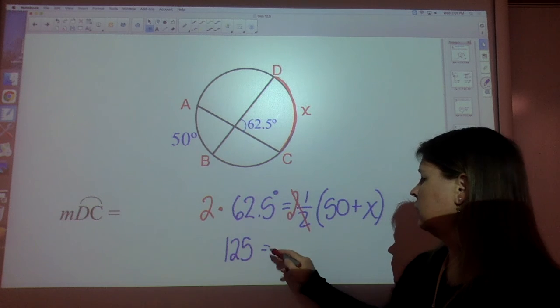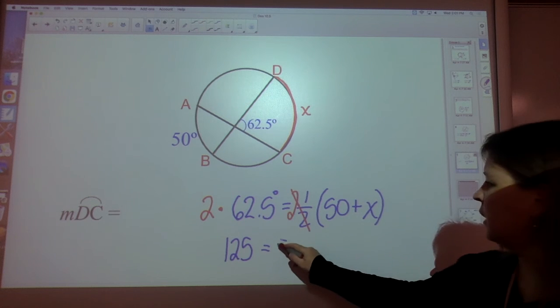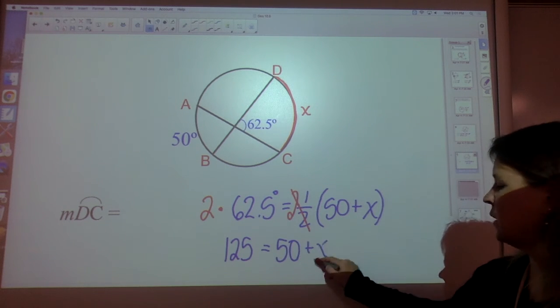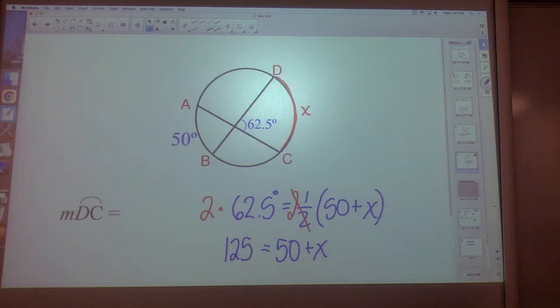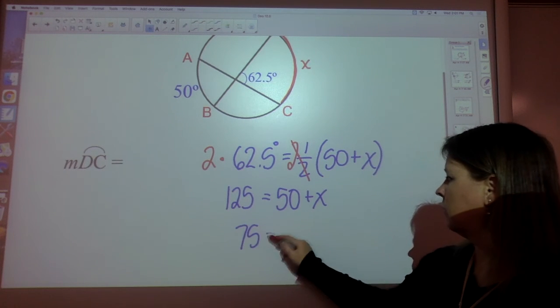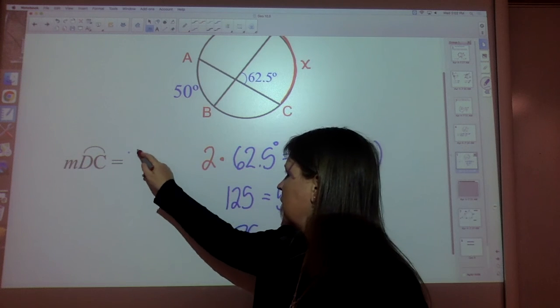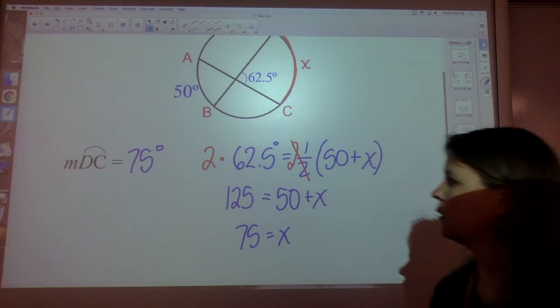And if you do that, you get 125, I hope. 125 equals 50 plus x. Subtract your 50 over to the other side. That should be a 75-degree angle. 75 equals x because that's the way we did the algebra. But we have the measure of arc DC, and the measure of arc DC is 75 degrees.